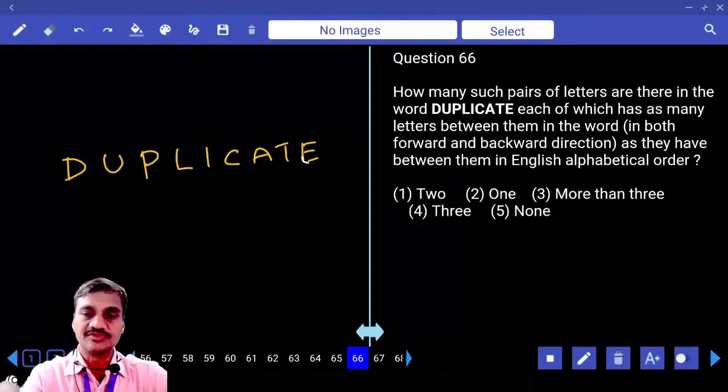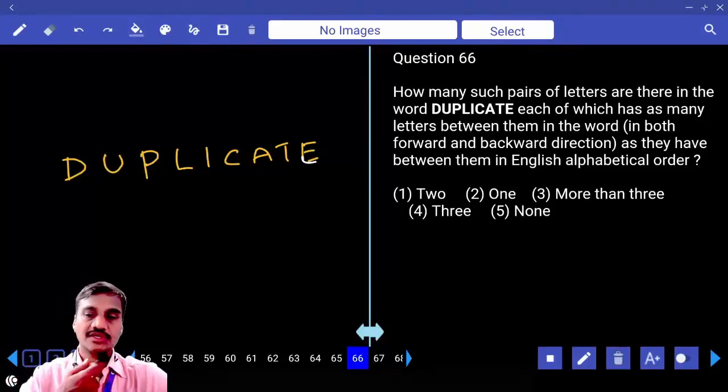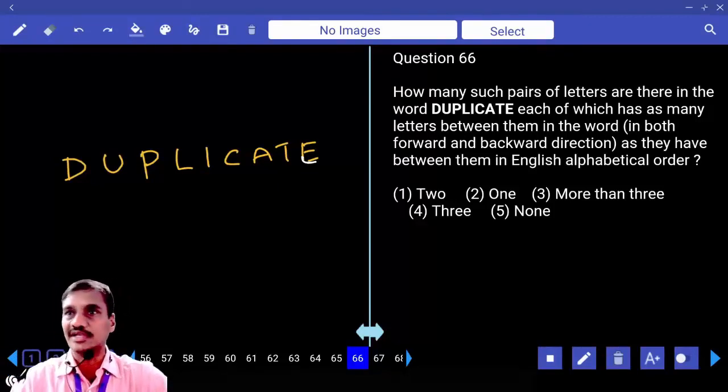No letter is matching with this one. Next U, there is no letter more than this. Next P, Q, R, S, T, U and V, again no letter is matching. L, M, N, O, P, Q, I, J, K, L, M, and C, D, E. That's it. Left hand side to right hand side, we could not find even a single pair.